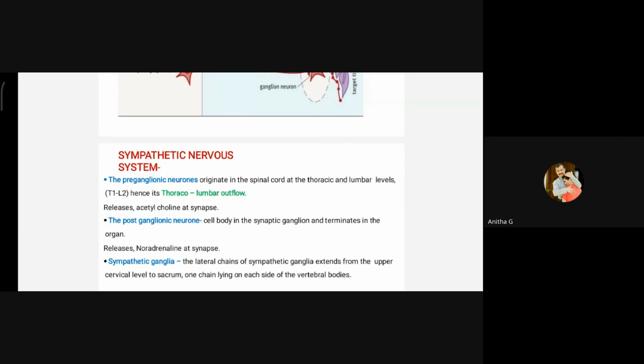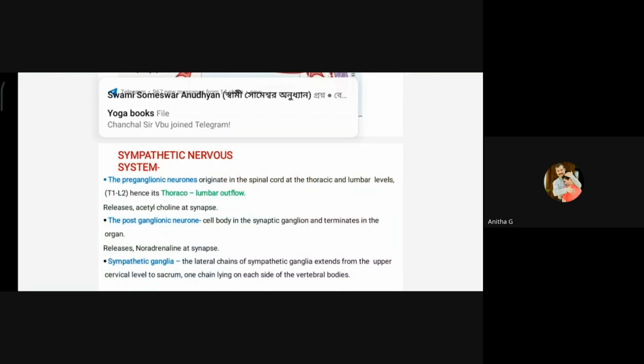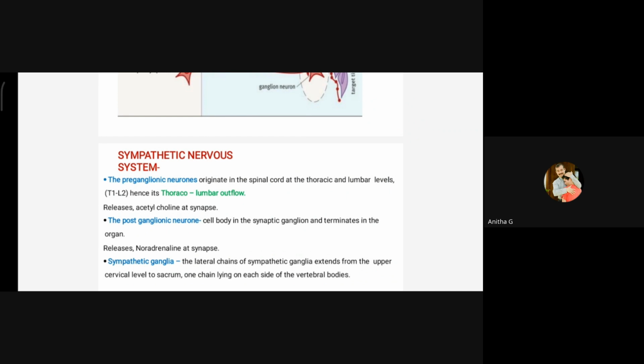Okay, so preganglionic neuron means neuron before the ganglion, and postganglionic means neuron after the ganglion. So preganglionic neurons originate in the spinal cord at the thoracic and lumbar levels, that is T1 to L2. Hence it is thoracolumbar outflow. Preganglionic neurons are thoracolumbar outflow.